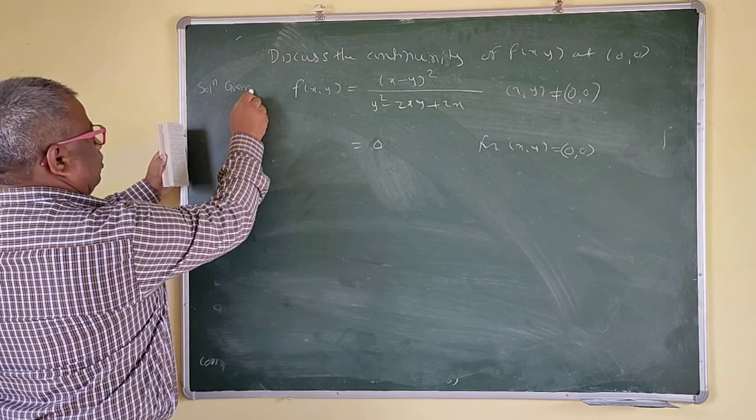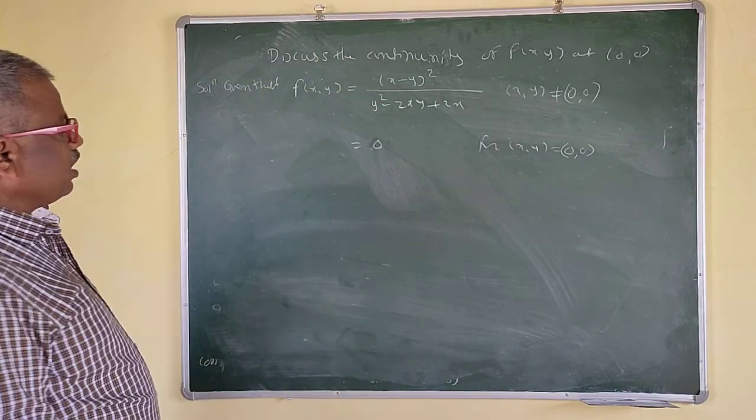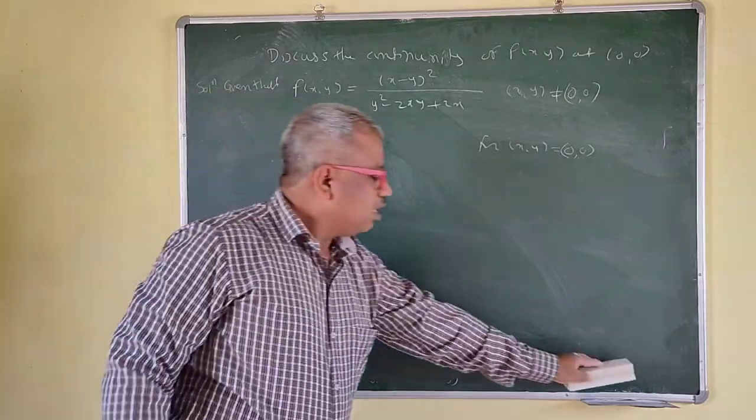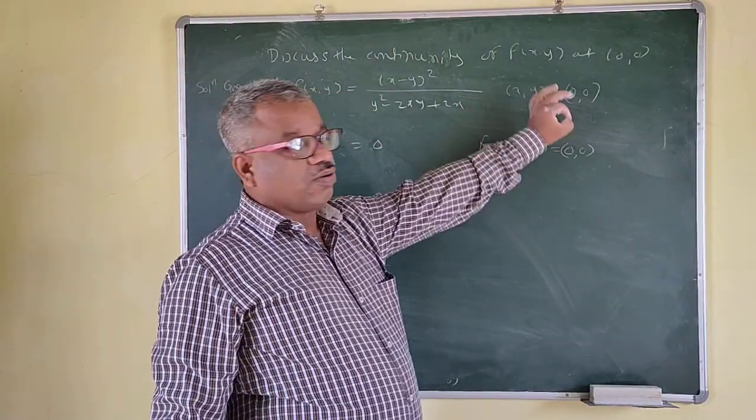Given that, we write this as it is. Given that f of xy is equal to this, right? Now what do we have to do? We have to discuss the continuity at (x, y) equal to (0, 0).